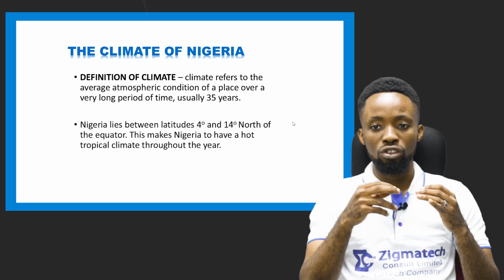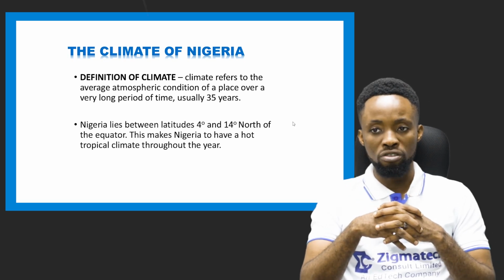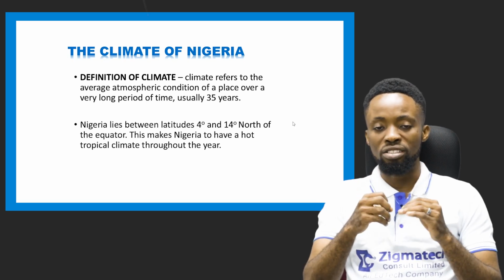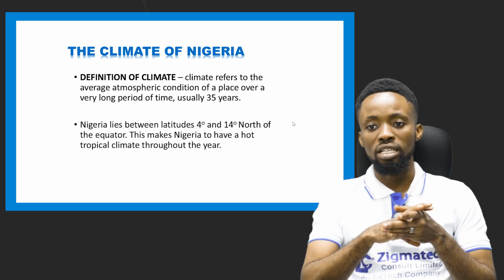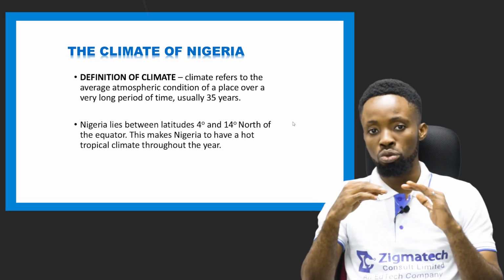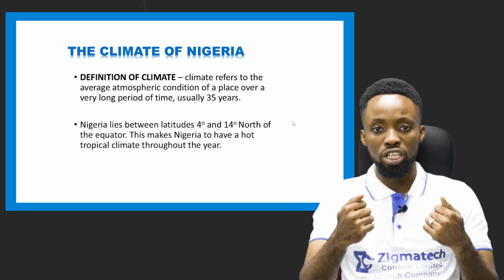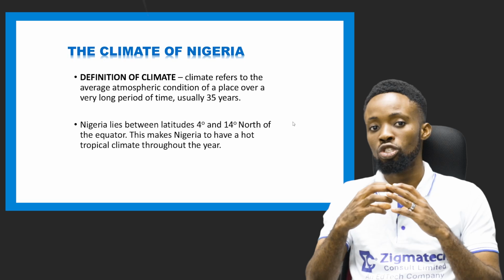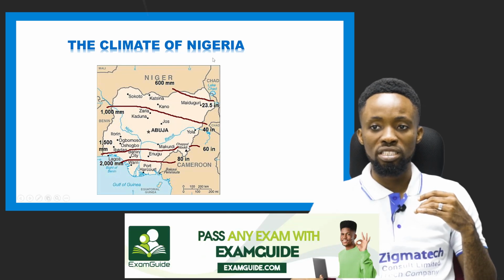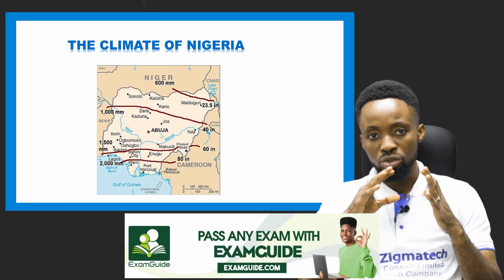Now, for Nigeria, based on our latitude, which is 4 degrees and 14 degrees north of the equator, based on where we find ourselves in this latitude, we can say that Nigeria has a very hot tropical climate all through the year. We have series of rainfall in some places, but in general, the climate of Nigeria is usually hot because of our latitude.